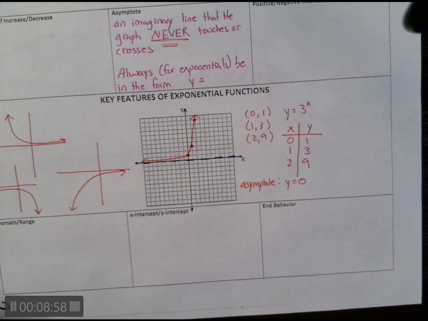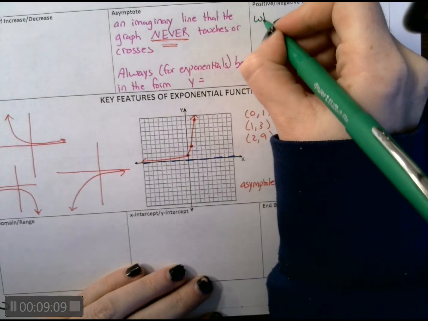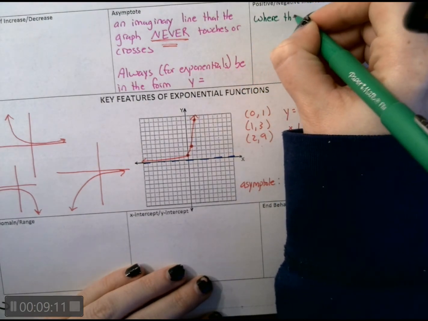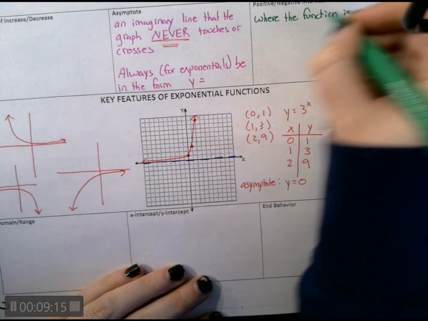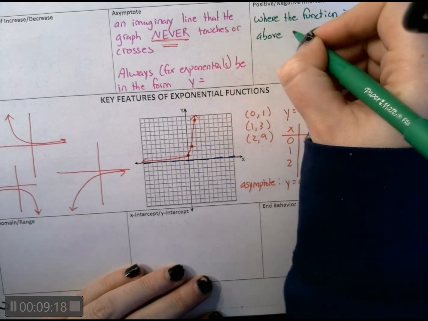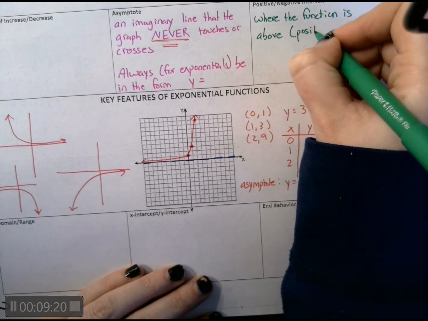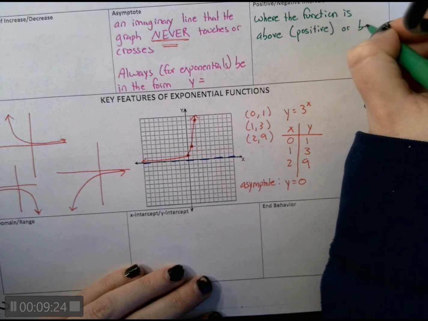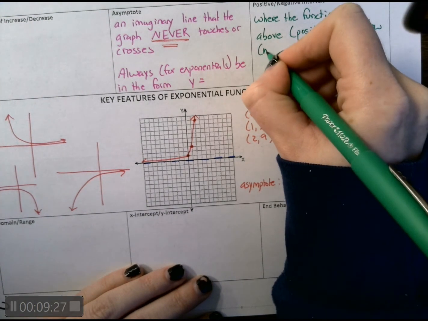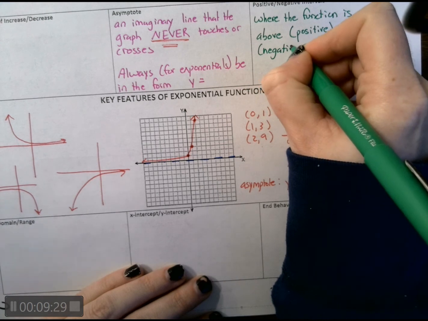Alrighty. So we do have positive and negative intervals. Positive and negative intervals are where the function is above, which you guessed it, that's going to be our positive interval, or below, which is our negative intervals.